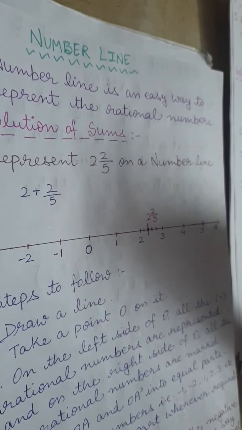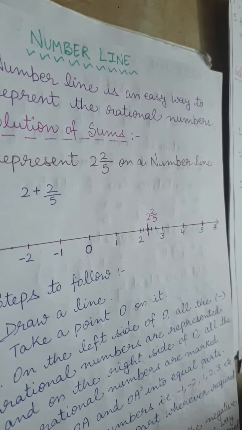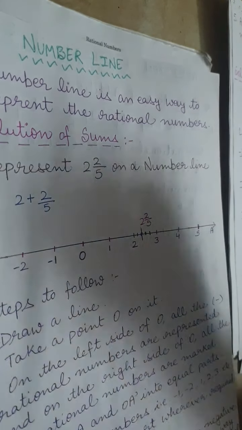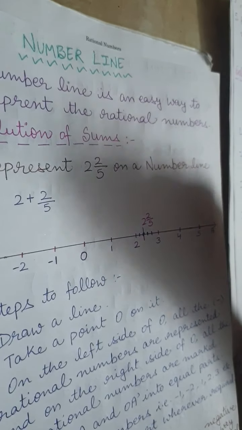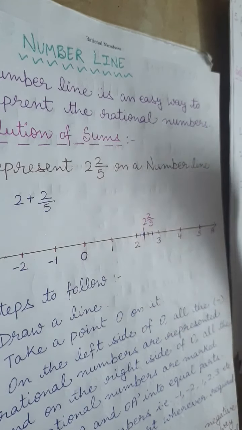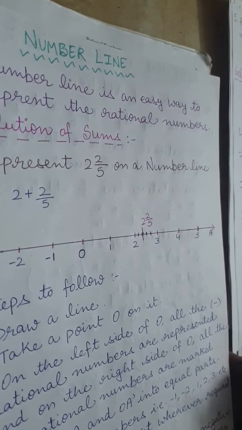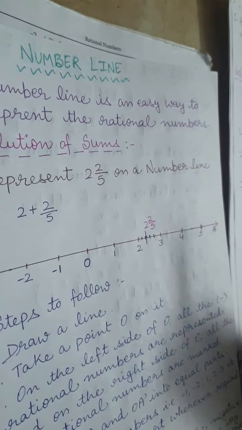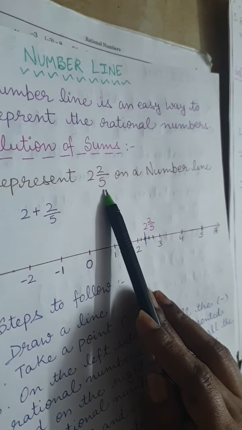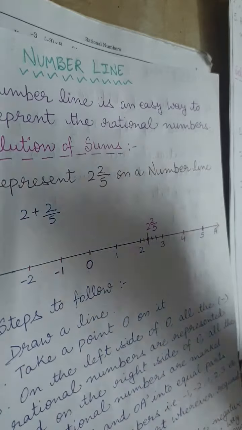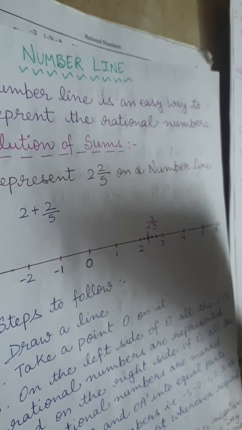What we have to do? We can easily represent any rational number, either positive or negative, on a number line. So I am giving a solution here. We have to represent 2 2/5 on a number line. See what steps should be taken in this order.